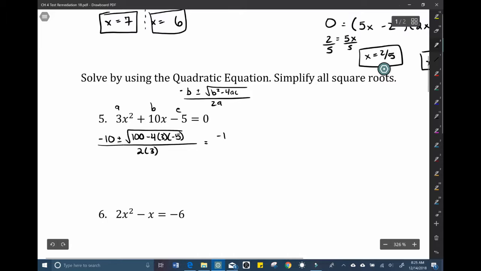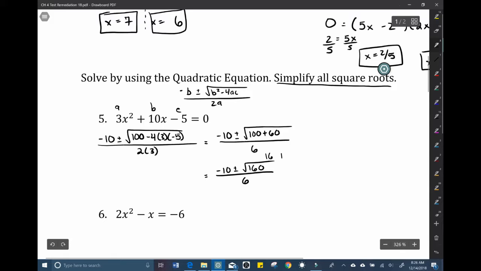Simplifies out: negative 10 plus or minus square root of 100 plus, get my calculator out, 4 times 3 times negative 5, 60, all over 6. That would reduce to negative 10 plus or minus square root of 160 over 6. And again, simplify all square roots. 160 is the same as 16 times 10.